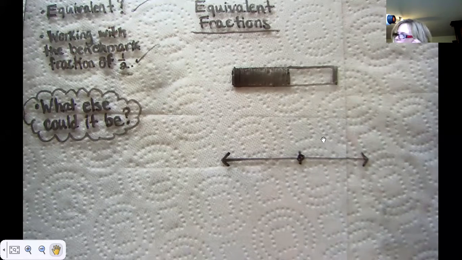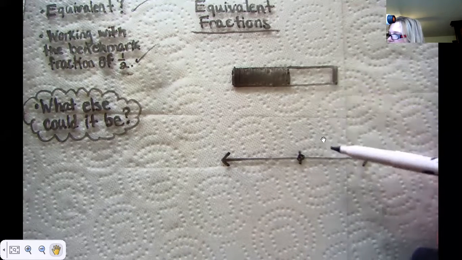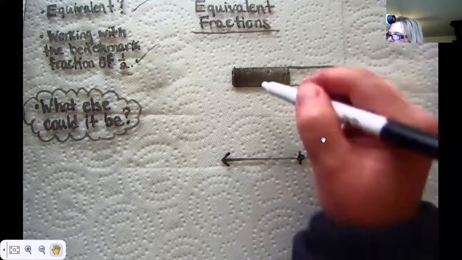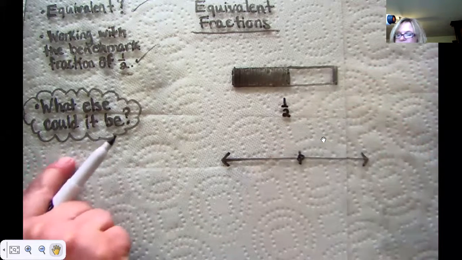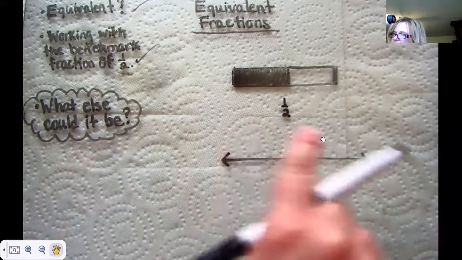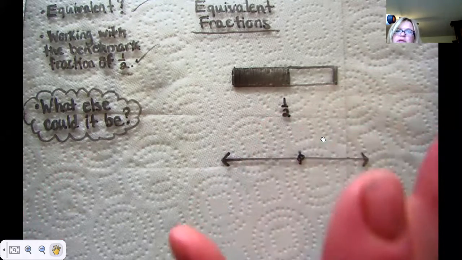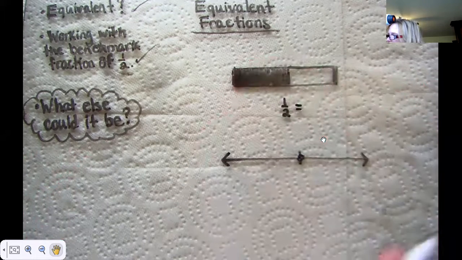Now, we started with circle models. We can also do this with bar models and number lines, okay? So you can see here that we've got 1/2. And I told you there's an essential question. This is it. What else could this be? What else can I see here? Even though it's not drawn for me, is there something else I can see from this?